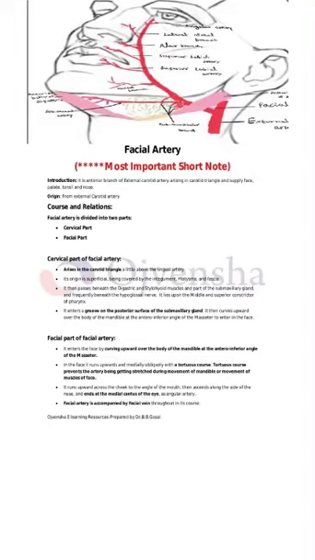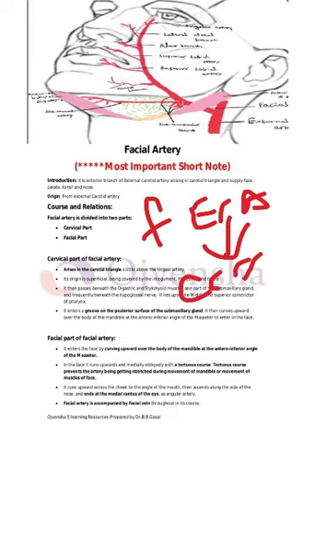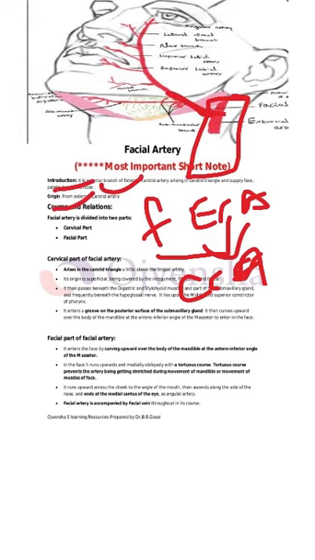So let's begin. Facial artery is a branch of external carotid artery. External carotid artery is again a branch of common carotid artery. You remember common carotid artery is divided into external and internal carotid artery. So you see this is the anterior branch of external carotid artery, which is the facial artery. It supplies the face, the neck, the tonsils and the nose.